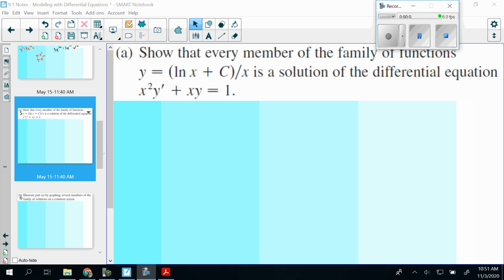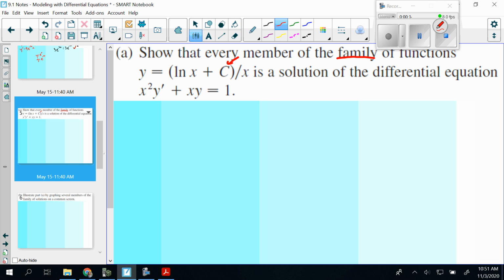Right, our next one here: show that every member of the family of functions of this equation is a solution to the differential equation shown. By family, again, what they mean is that whatever equation has this general form, plus what this constant could be, something different. So no matter what the constant is, that would still make it a member of this family.